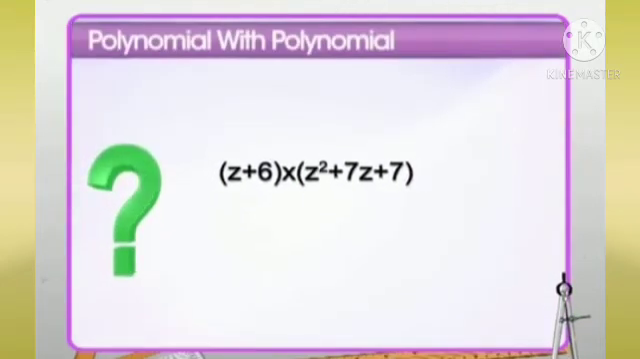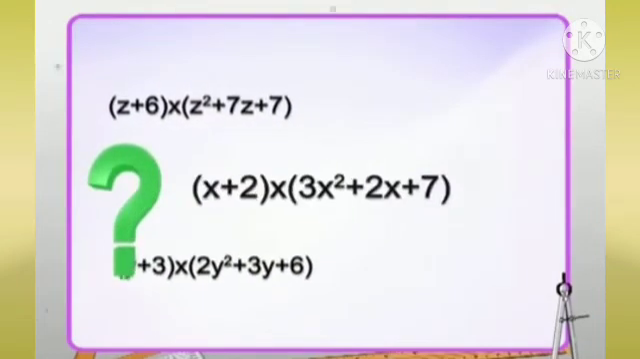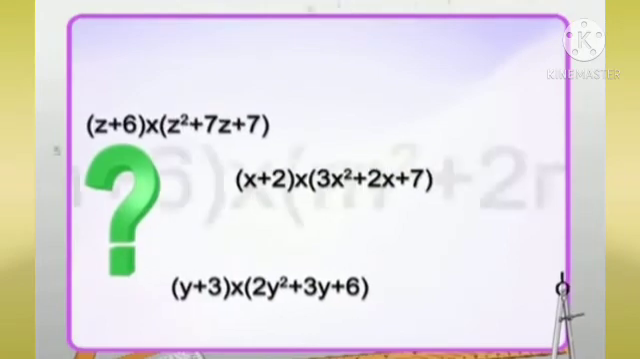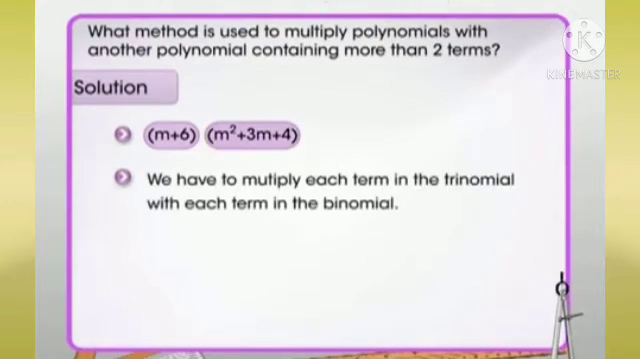Now, which method is used to multiply polynomials with another polynomial containing more than 2 terms? Let's again see an example. Polynomial (m plus 6) is multiplied with (m square plus 3m plus 4). Here, since the first polynomial has 2 terms and the second polynomial has 3 terms, the trick is to multiply each term in the trinomial with each term in the binomial.